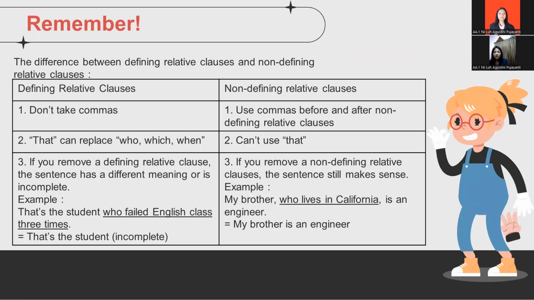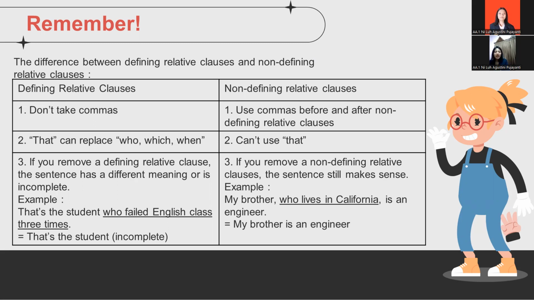Next, remember the difference between defining relative clauses and non-defining relative clauses. In defining relative clauses, first, don't take commas. Second, that can replace who, which, and when. And number three, if you remove a defining relative clause, the sentence has a different meaning or is incomplete.